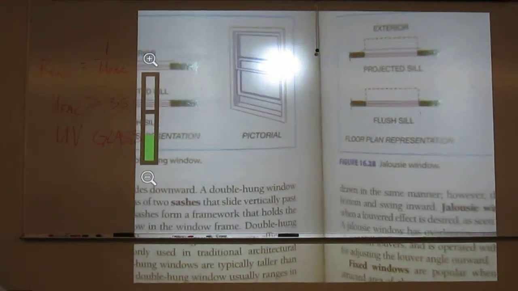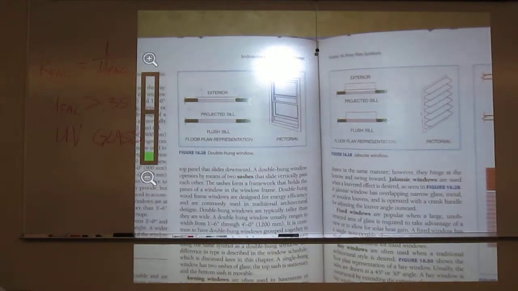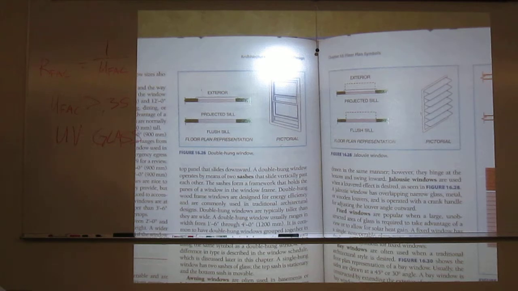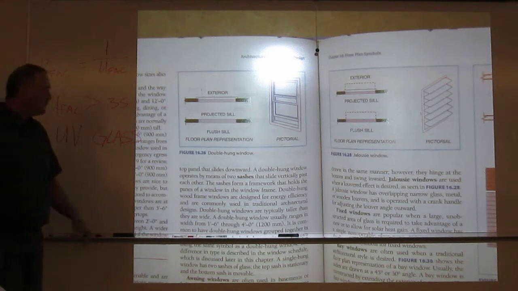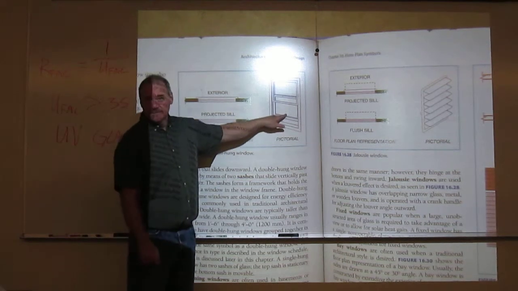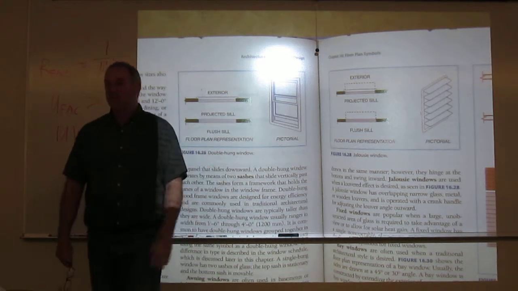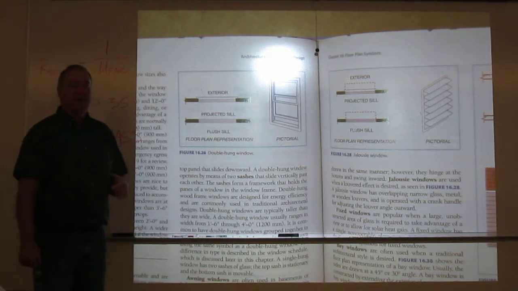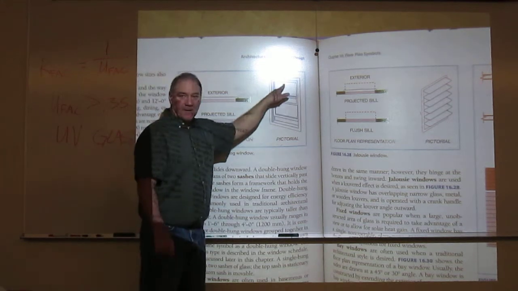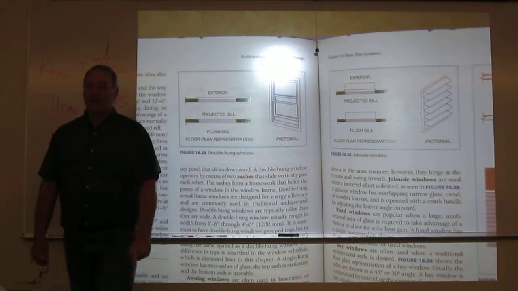Let's go to the next one, vertical sliders. You have two types here. When we say a vertical slider, almost never do we call it a vertical, we call it a single hung or a double hung. That's what you're doing with the vertical slider. If it's a single hung, the bottom moves. If it's a double hung, the bottom and the top will move.